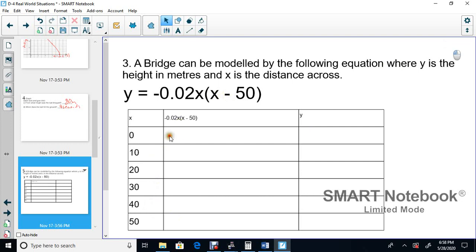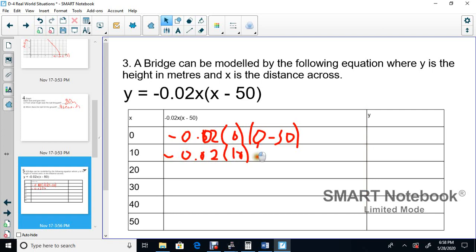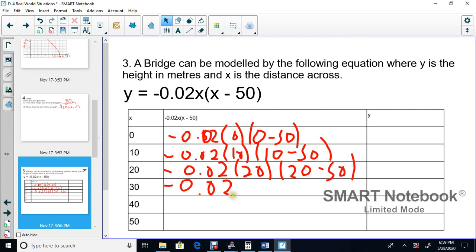Makes it even easier. So you go negative 0.02 times 0, and then 0 minus 50. It's going to be a tight squeeze here. We'll move this out. Make sure there's lots of room for me to write. Next one is negative 0.02 times 10 minus 50. Next one's negative 0.02 times 20, and then you get 20 minus 50. And negative 0.02 times 30, and you get 30 minus 50.